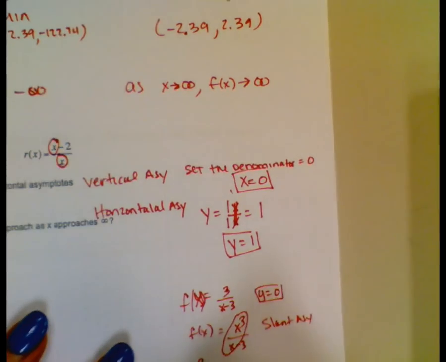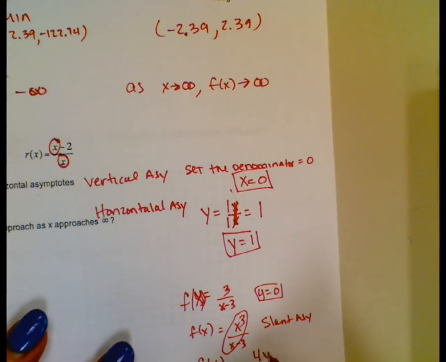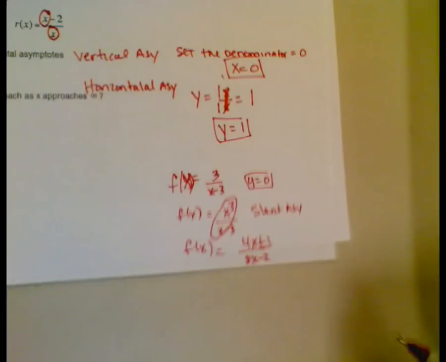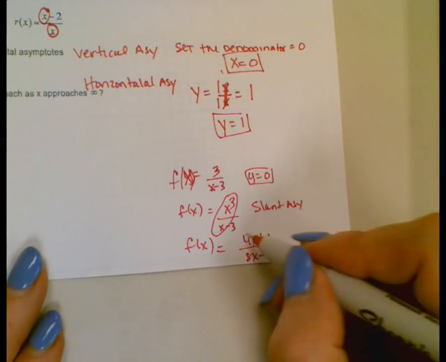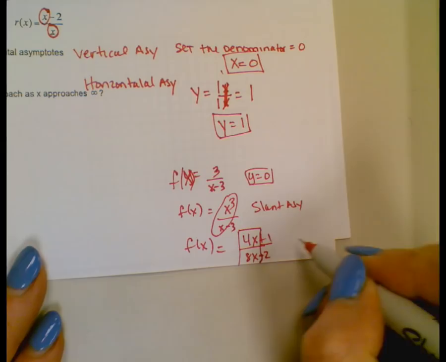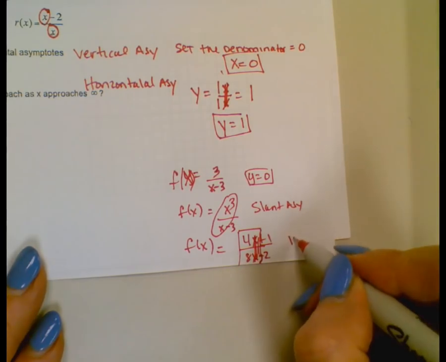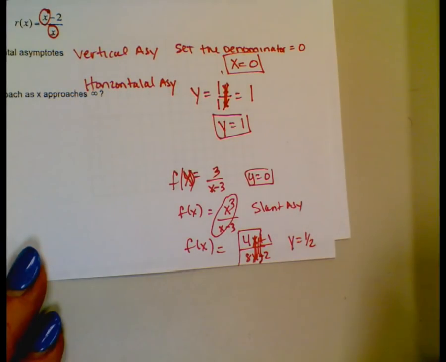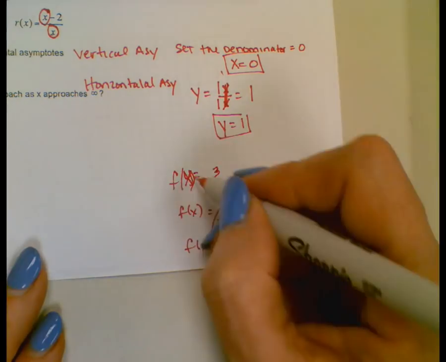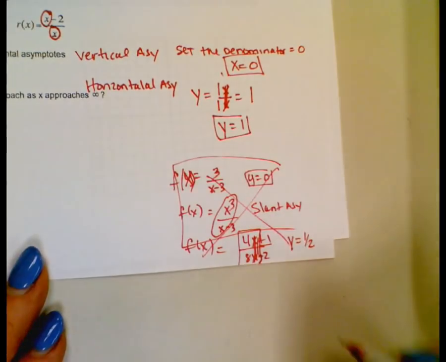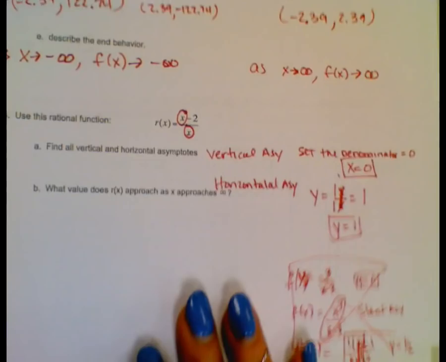But let me do one more for you. So if it was 4x over 8x minus 2, let's say something like that, what would the horizontal asymptote have been? So these are the same. So the x's would cancel and it'd be y equals 1/2 because 4/8 is 1/2. These are just extra examples down here. You don't need any of these.